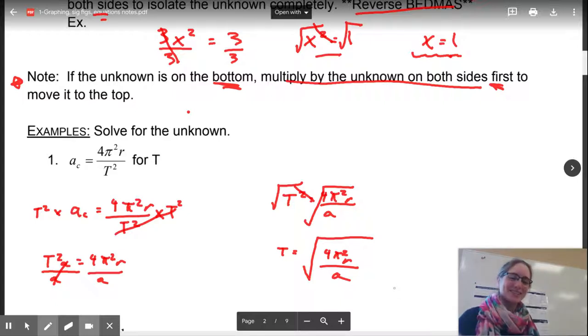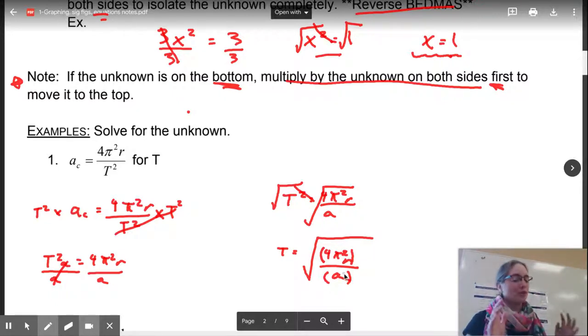Sounds good, guys? Okay. Now, putting this into your calculator is ridiculously important. Notice how we have things that are on the top and things that are on the bottom. We assume that everything on the top is in brackets and everything on the bottom is in brackets. And you have to solve everything under the root first. So when solving for this, you would go 4 times pi squared times the value of r. Enter. Divide by a, enter, second square root, second answer.